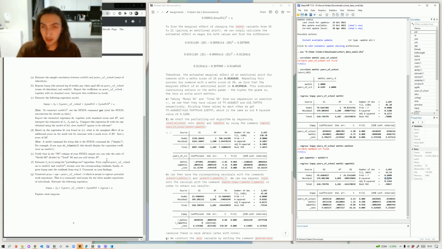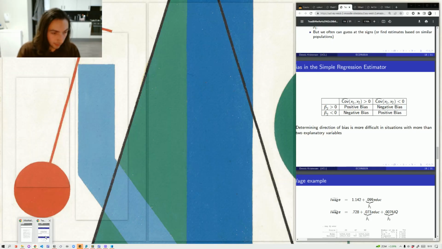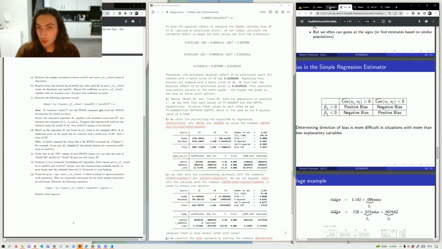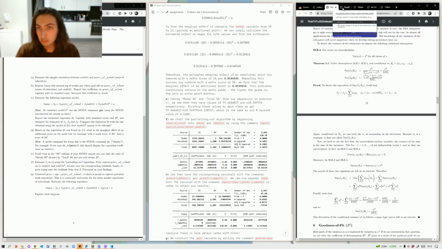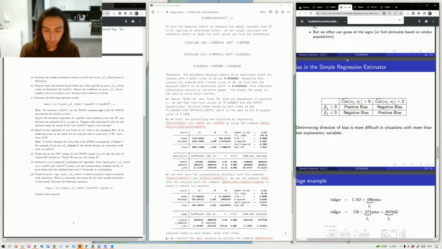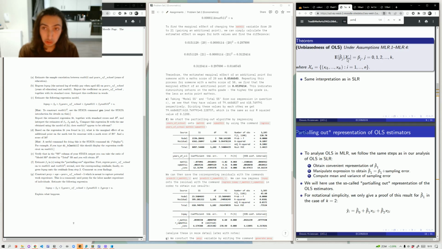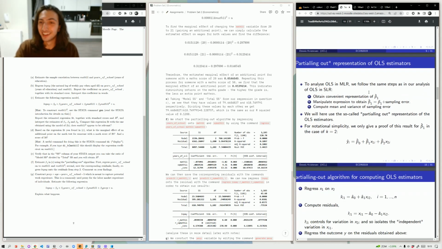Now the partialing out algorithm is brought up somewhere here. One moment, Control F, partial. Oh, it's here. I just didn't look down the page. So these are the steps.